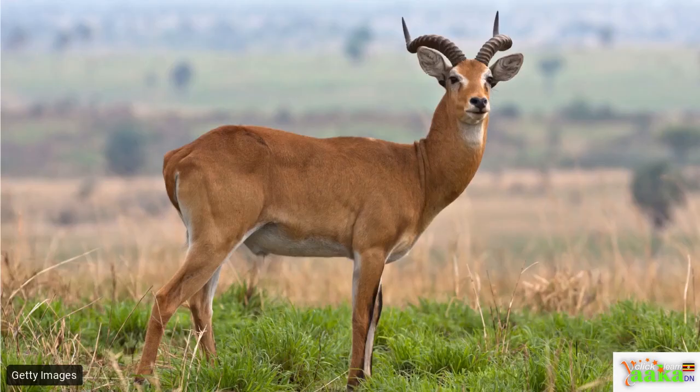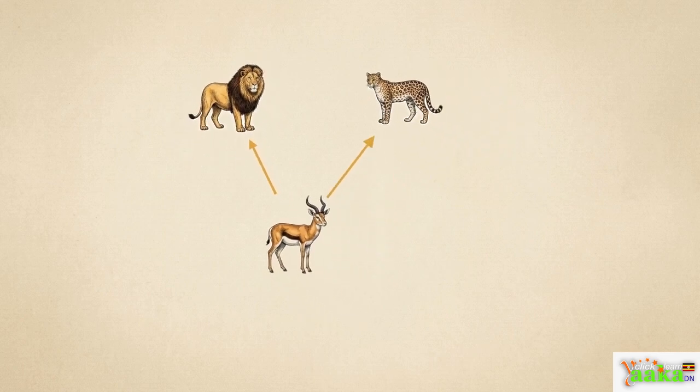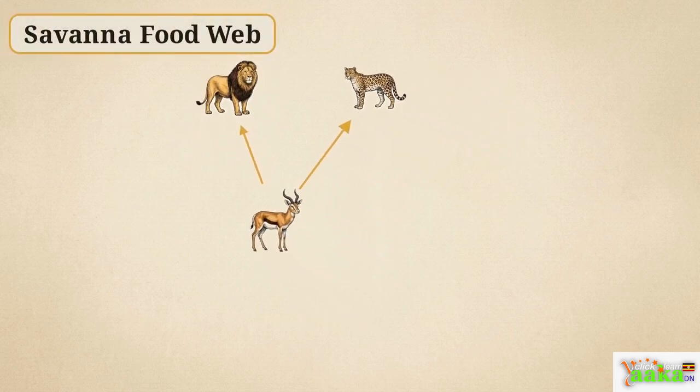In reality, feeding relationships are rarely a single straight line. An animal like the Uganda kob doesn't rely entirely on one specific plant, and it is hunted by multiple predators. We have to expand our map. This diagram shows a food web.